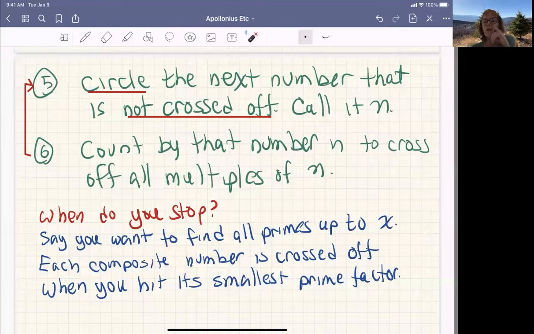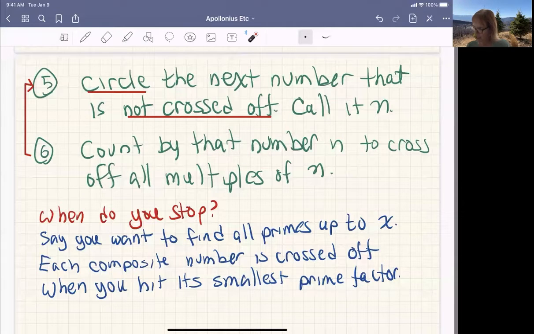Now, we're going to be crossing off the composite numbers. Those are the numbers that can be factored where neither of the factors is 1 or itself. So 6 is composite because it's 2 times 3. Now, the only way to factor 7 is 7 times 1. You cannot find any other factorization for 7, so 7 must be a prime number. Okay.